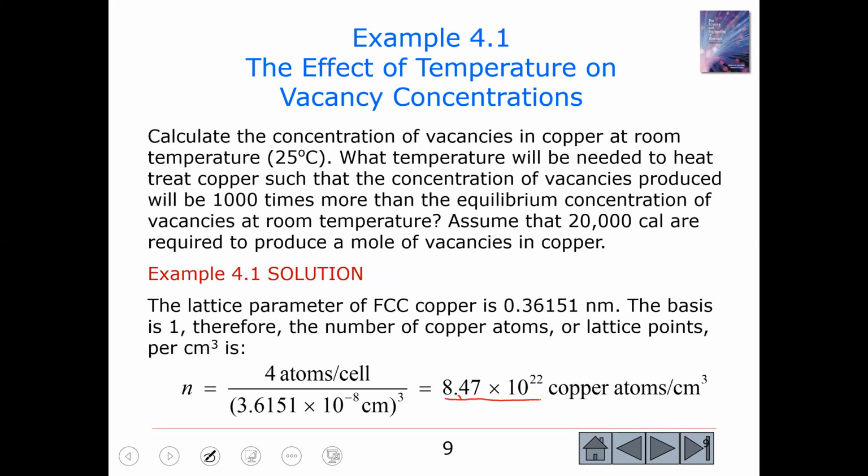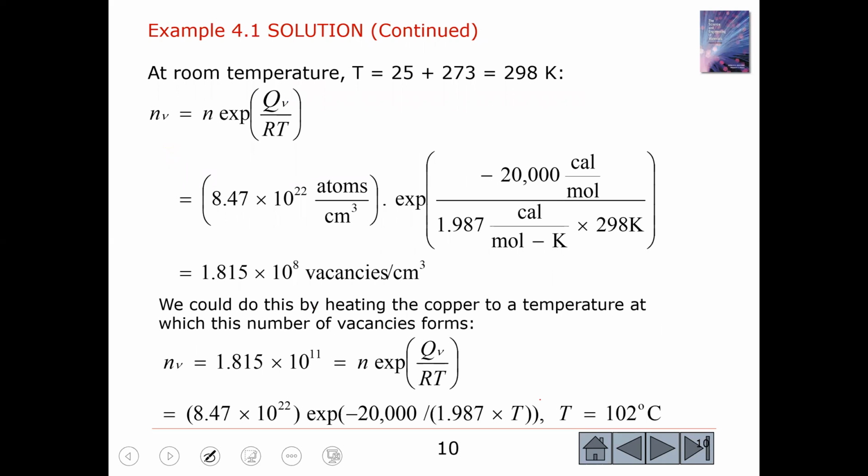10 raised to the power 22 copper atoms per cubic centimeter. Now at room temperature, the temperature given was 25 degrees centigrade, so we have to convert it into Kelvin. It will be 298 Kelvin. So the number of vacancies is equal to N exponent of minus QV divided by RT.